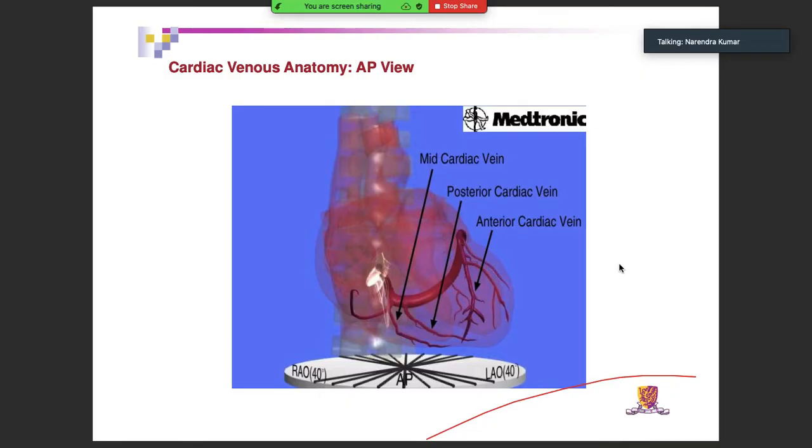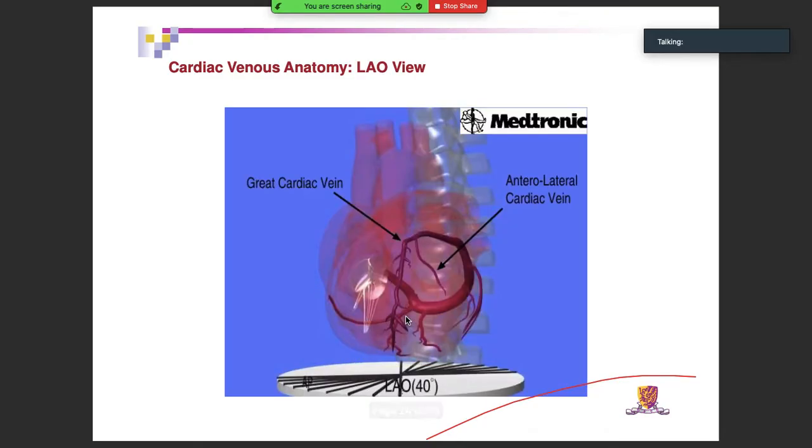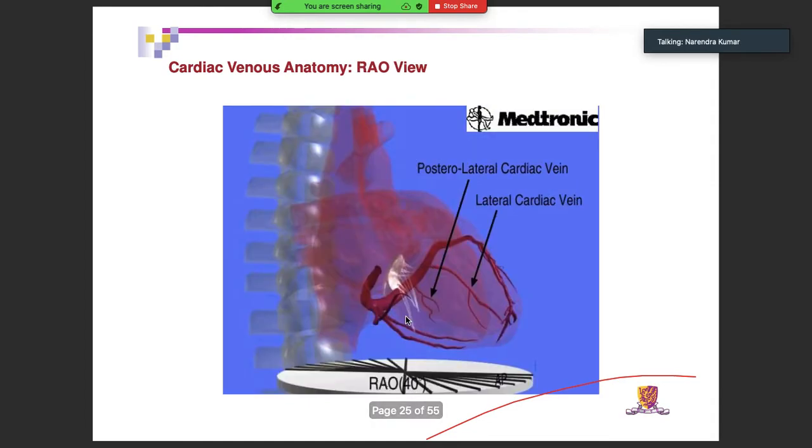You should be able to keep in mind the mid cardiac vein, anterior cardiac vein, and the posterior cardiac vein. So this is the one in anterior, mid, and posterior, okay? And of course, the great cardiac vein. Great cardiac vein, most commonly you can see, especially in the LAO, okay? And in the RAO, you will be able to see the posterior cardiac vein. LAO will be for the great cardiac vein, and RAO will be for the posterior cardiac vein.